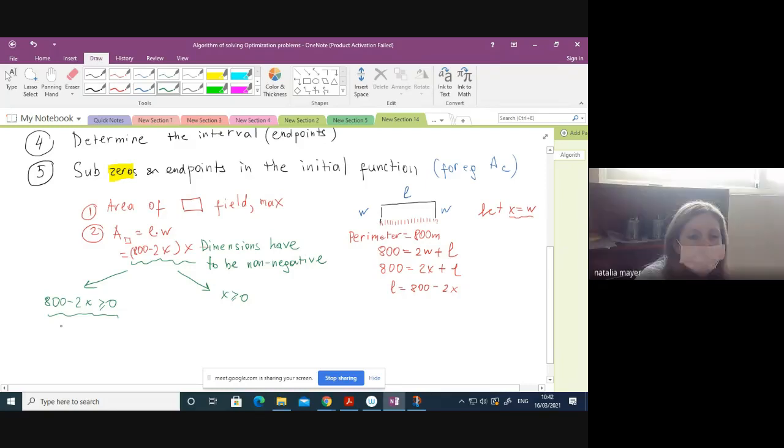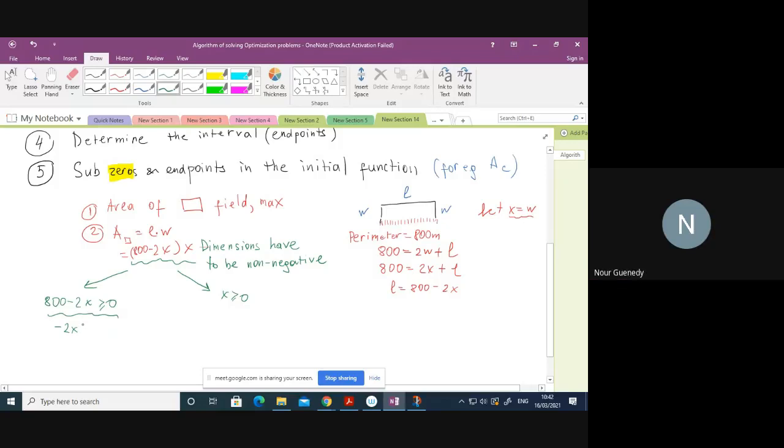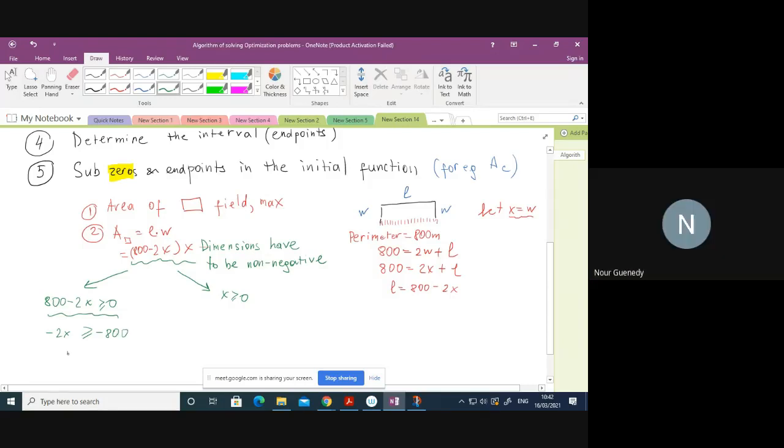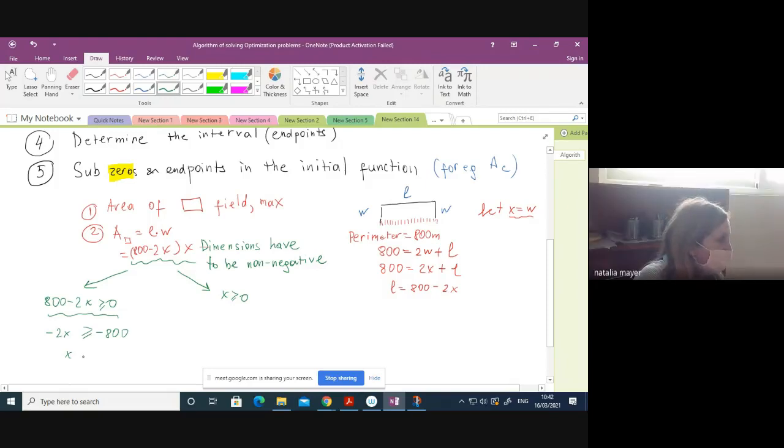Okay, so negative 2x is greater than or equal to negative 800. Negative 800, yes. Negative 2x is greater than or equal to negative 800. And then x is equal to 400. x is greater than or equal to 400. What did he forget about?